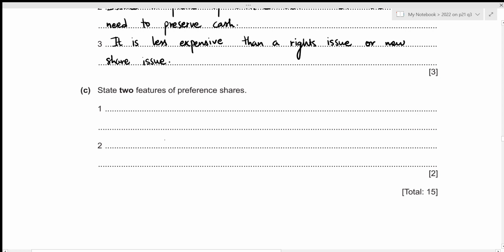We need to state two features of preference shares. So the distinctive feature is that ordinary shares will get a variable rate of return because it depends on the profit or loss that the company makes in that particular year, right? But in case of preference shares, they will always get a fixed rate of dividend, which is mentioned while issuing those preference shares. Let's write it down. Shareholders receive a fixed rate of dividend.